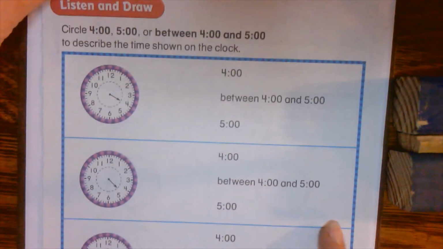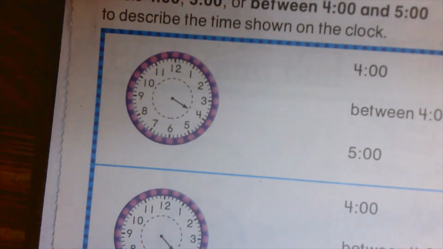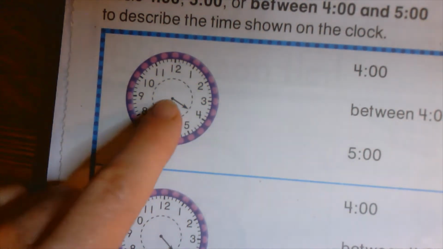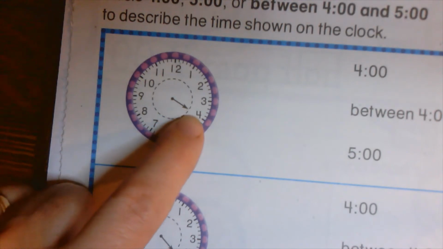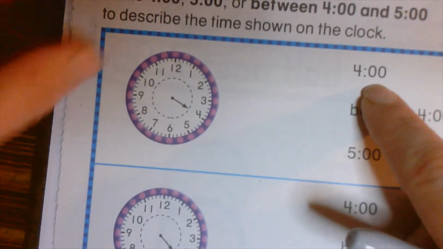So I'm going to actually lower my camera here a little bit so that we can see really well what we're getting on this particular clock. All right. So when you look here really close, you can see that that hour hand, the turtle, is pointing straight at the 4. So there you circle 4.